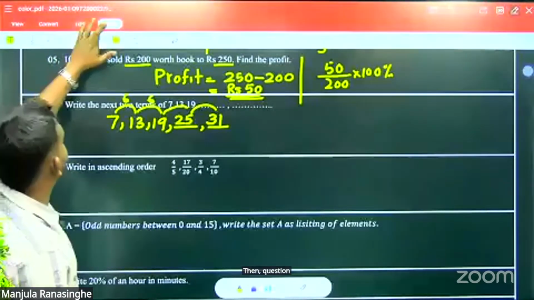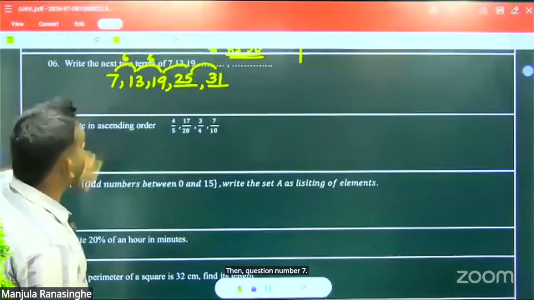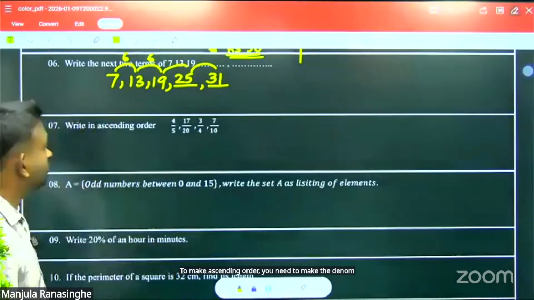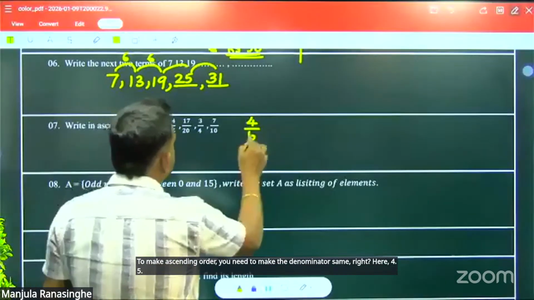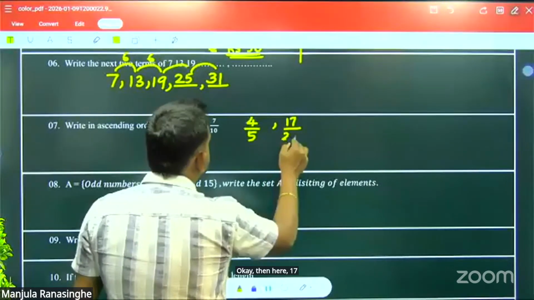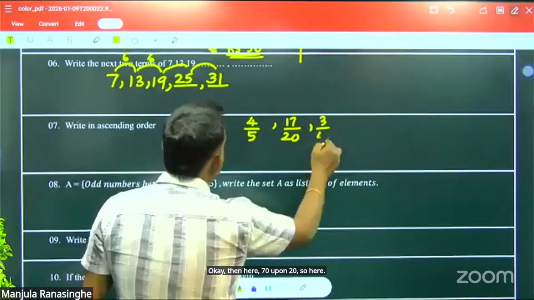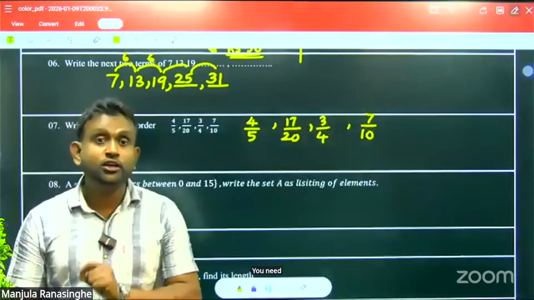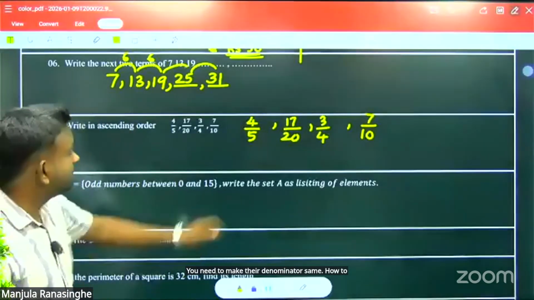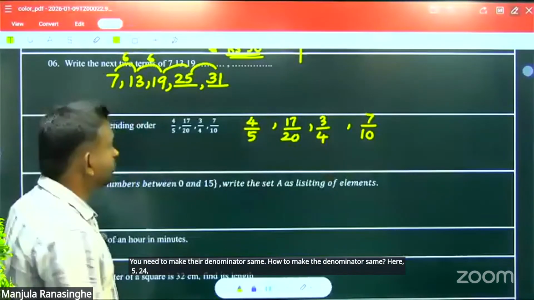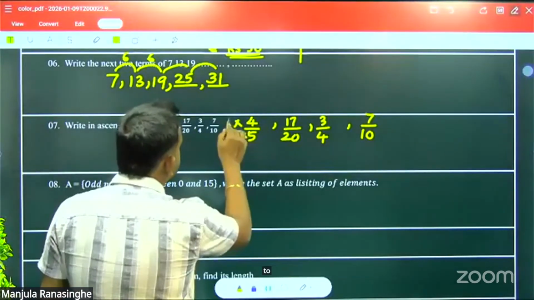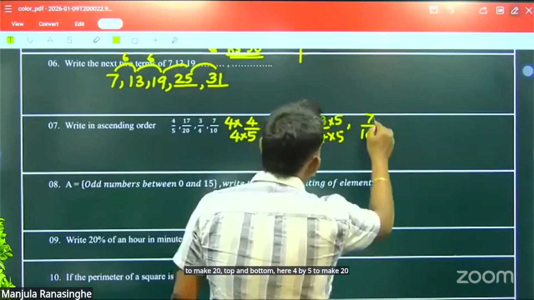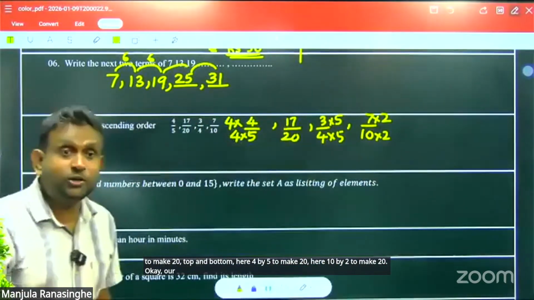Then question number 7. Write in ascending order. To make ascending order, you need to make the denominator the same, right? Here 4 upon 5, then 17 upon 20, 3 upon 4, and 7 upon 10. To compare the fractions, you need to make their denominators the same. How to make the denominator the same? You multiply 5 by 4 to make 20, top and bottom. Here 4 by 5 to make 20. Here 10 by 2 to make 20. Our purpose is to make the denominator 20.